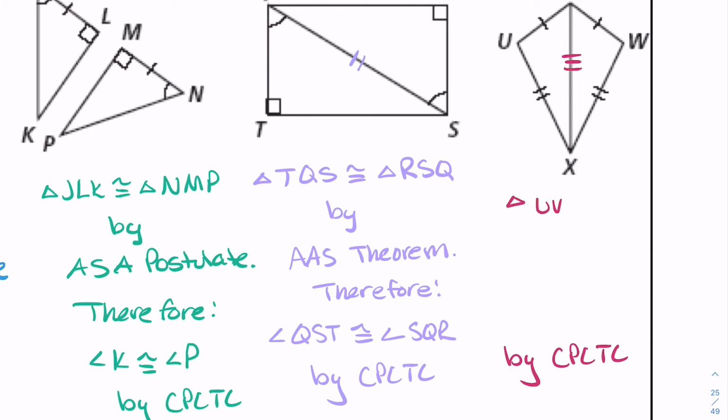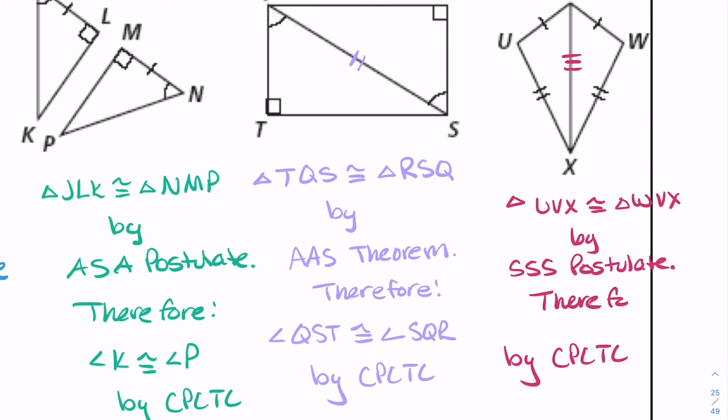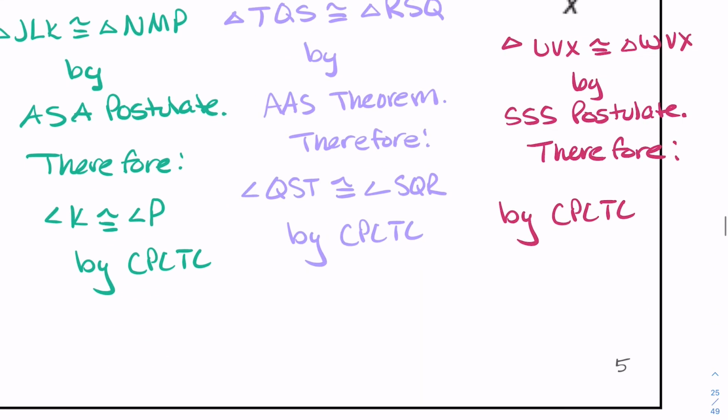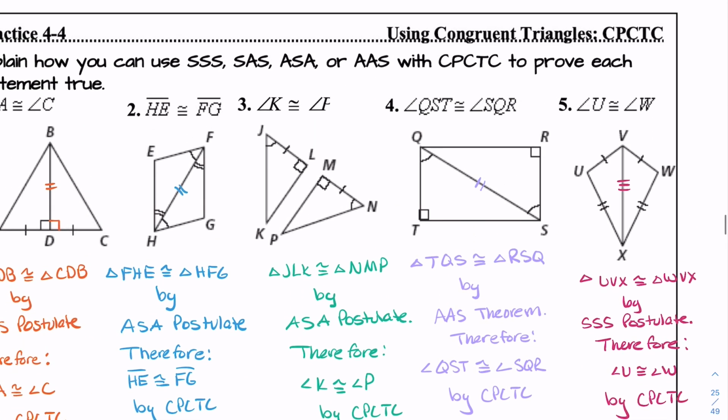triangle UVX is congruent to triangle WVX by side postulate. Therefore, angle U is congruent to angle W. By CPCTC.